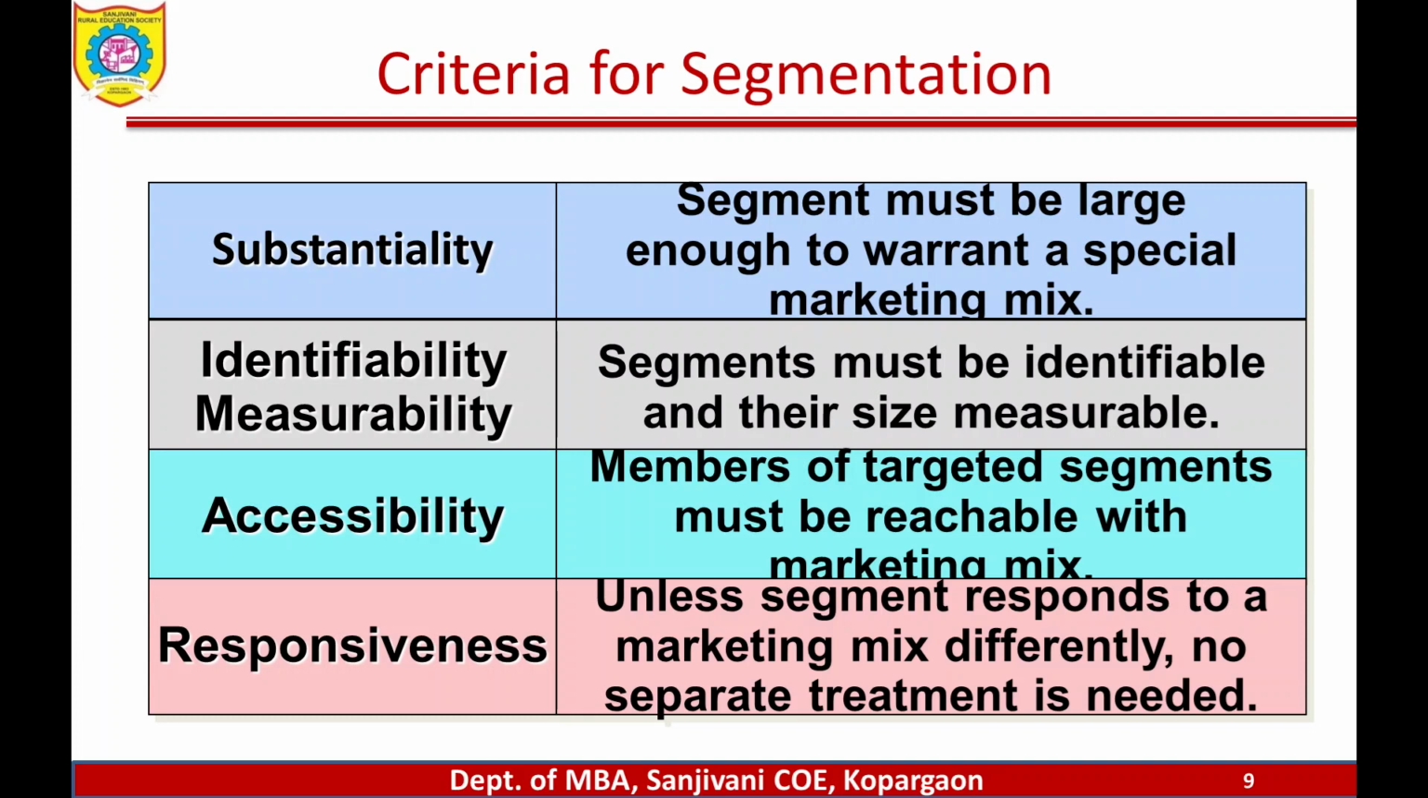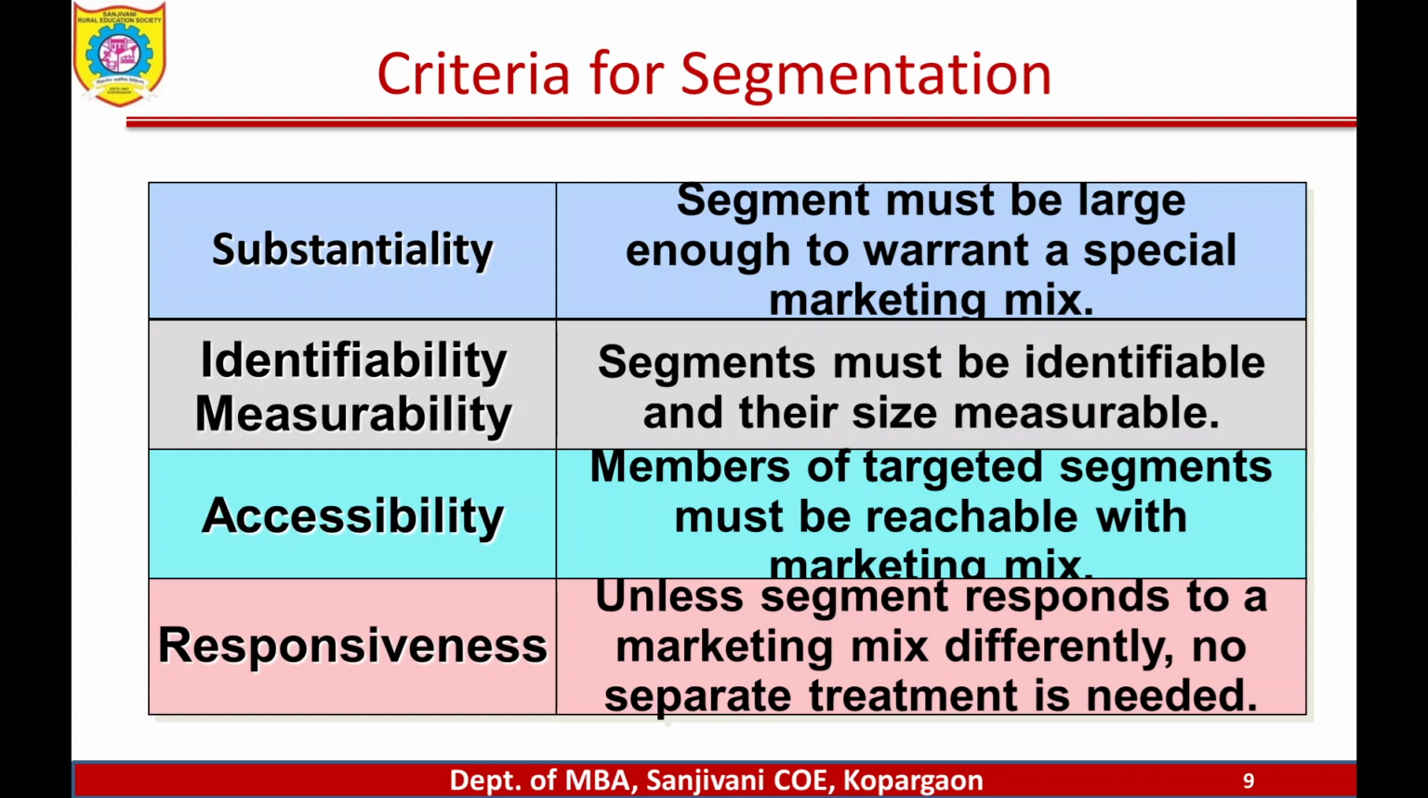Then accessibility. Members of targeted segments must be reachable with the marketing mix. So the segment must be accessible. Otherwise, we have produced products for a particular segment and found that it is measurable and sustainable, but if that particular segment is not accessible, there is no use of segmenting the product.